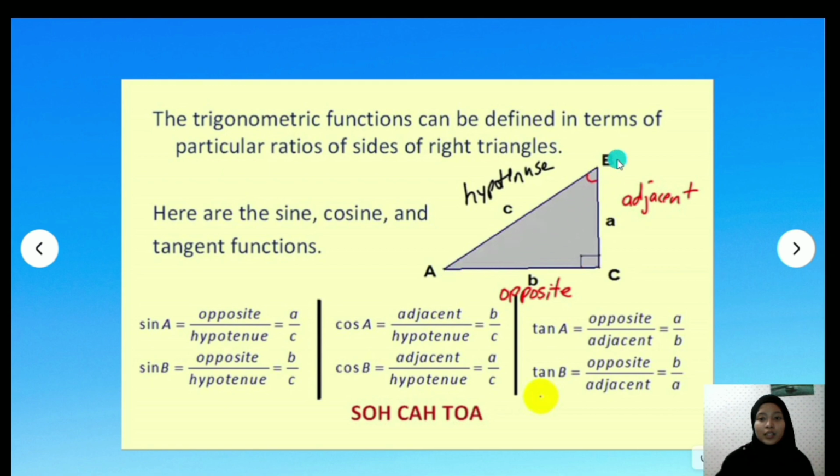As we see in a triangle, we can put hypotenuse, adjacent, and opposite to represent the angle. We can find the length using the sine, cosine, and tangent function formulas. So we can memorize it as SOHCAHTOA.